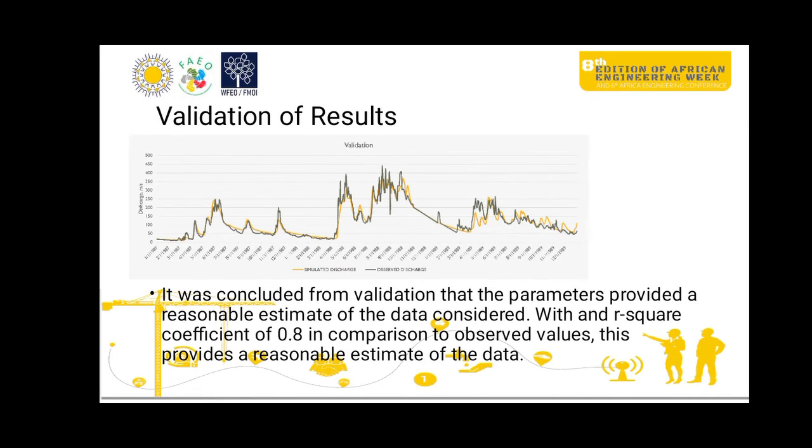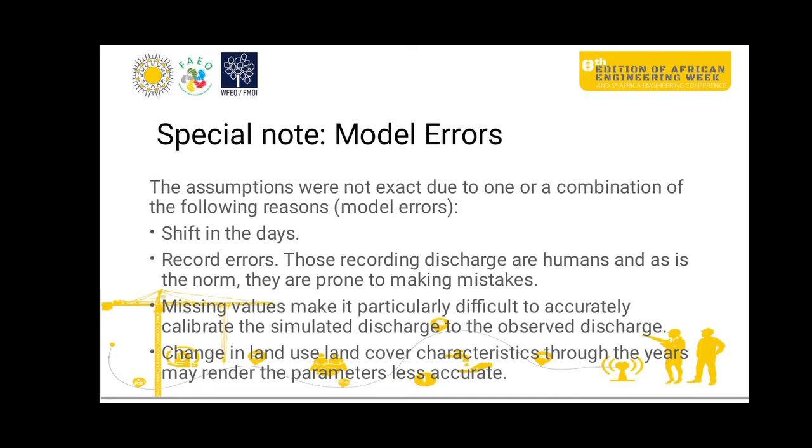And so for validation of the results, as you can see, the R-squared was 0.8, which was okay, and the graph shows that this correlation is actually satisfactory when you look at it at a glance. So we ask ourselves, why was the correlation not 1 to 1? These are due to a few errors, like shifting of days, record errors, missing values, and change in land use land cover characteristics.